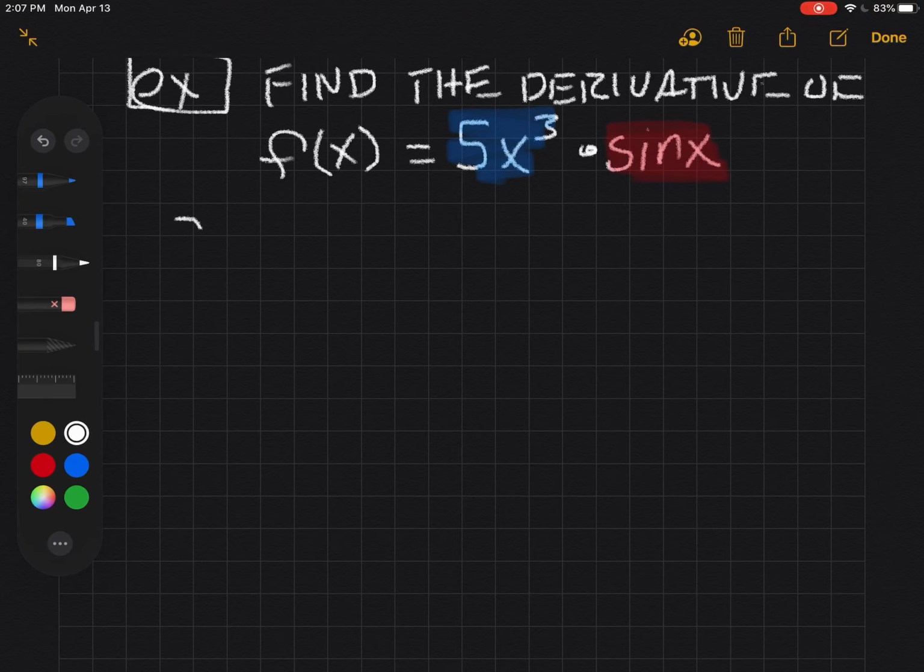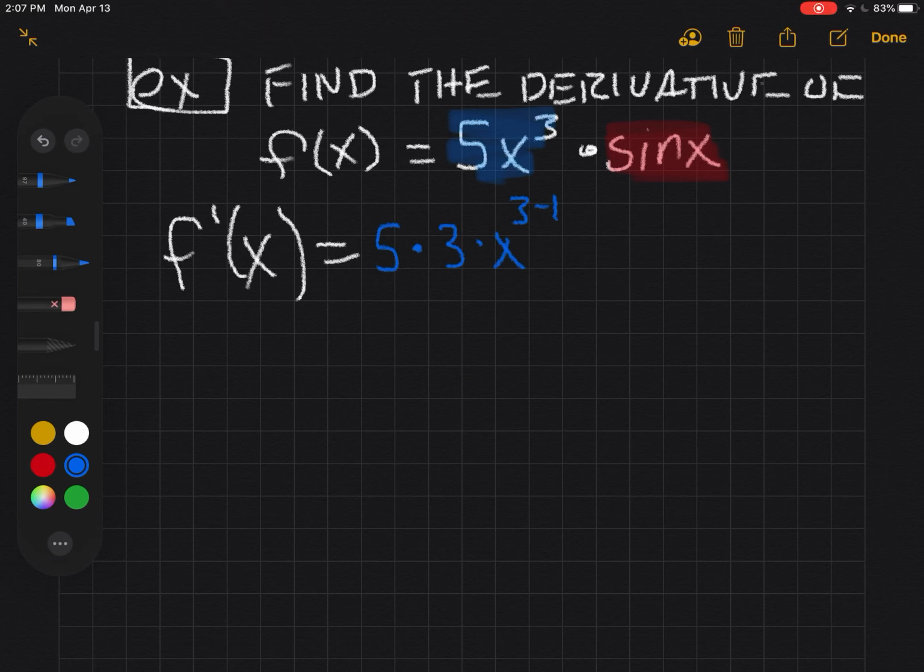Because notice this breaks down into two functions. We have the sine of x, and we have 5x cubed. So we have two functions here multiplied by each other, and we want to find that derivative.